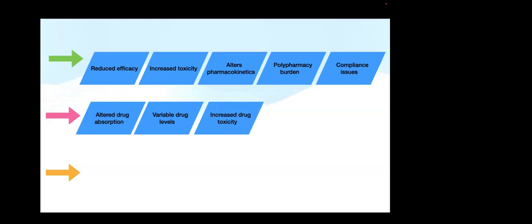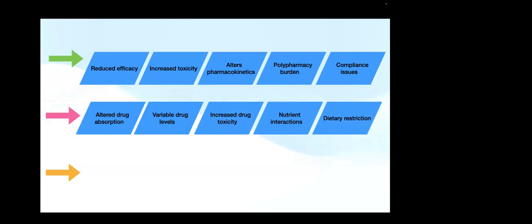With the drug-food, that is altered drug absorption. Food may interact with the drug, leading to decreased absorption. That is variable drug level in the blood. Increased drug toxicity. Nutrient interaction. We all know that grape juice has an interaction. Milk has an interaction with other agents. That is nutrient interaction. And some dietary restrictions are also there in the drug-food interaction.